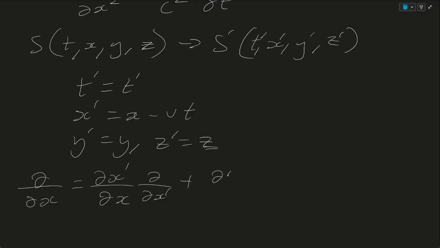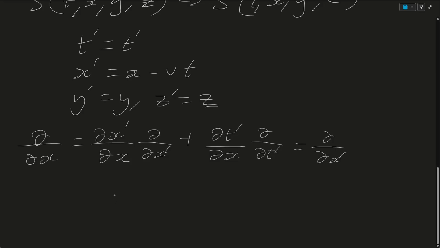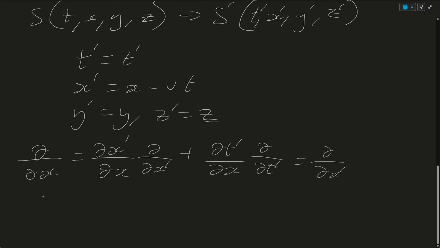Plus dt prime/dx times d/dt prime. Things will cancel out, and then for d/dt we can essentially do the same thing. I'm not going to write all of this out. We essentially get the same thing, but we see there's minus v d/dx dash plus d/dt dash.